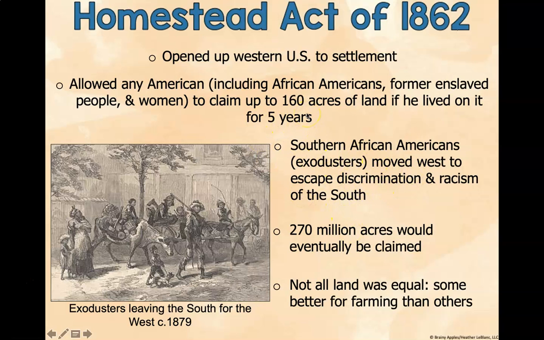So again, they were trying to expand the territory of the United States, and they were also trying to get more people to spread out. Not all land was equal, though. I'm sure some of you have seen, we've got areas of Tuscaloosa that are just swamps. So some was better for farming than others. In this picture, just exodusters leaving the South for the West in 1879.